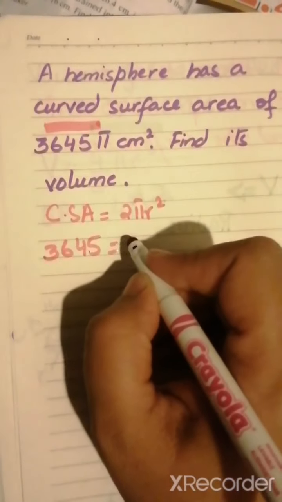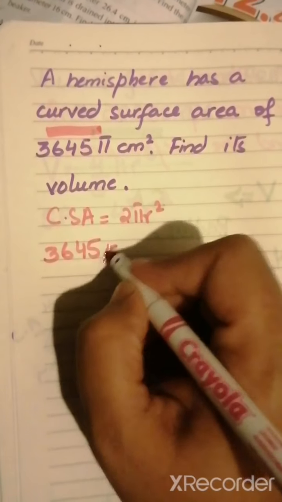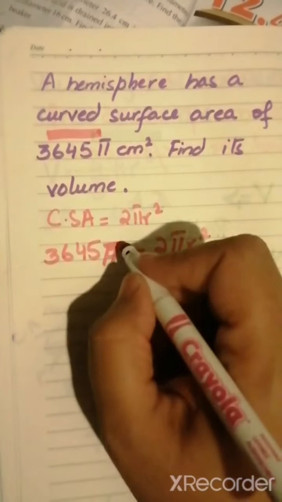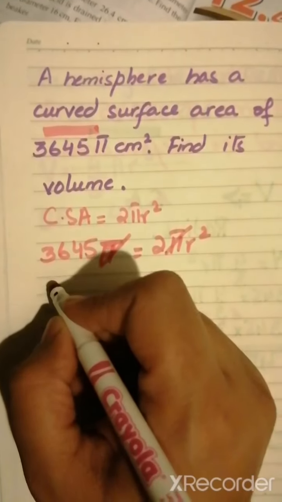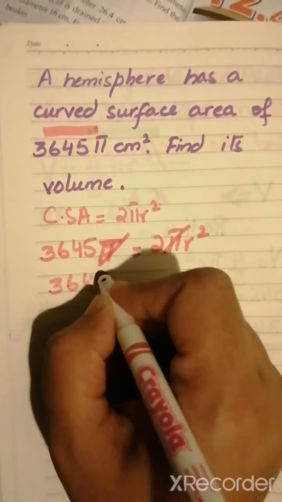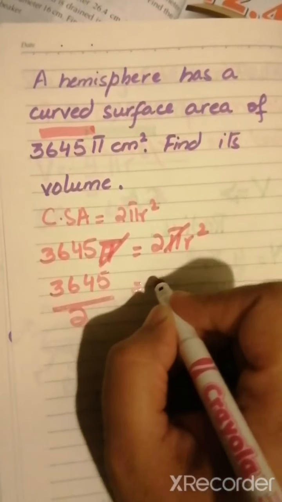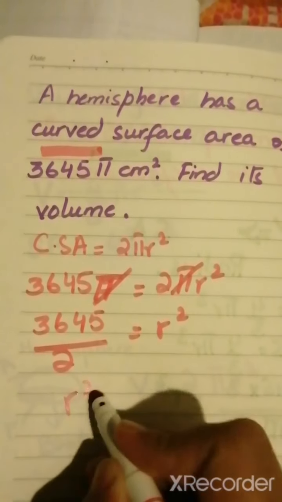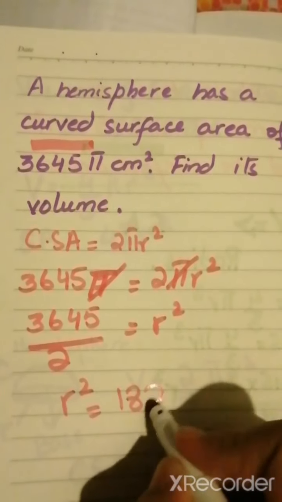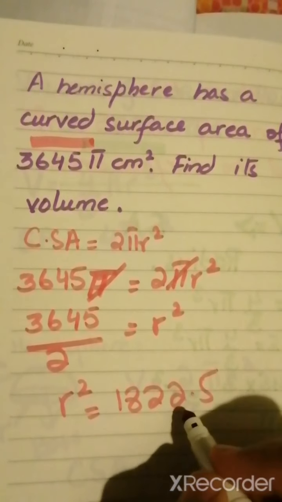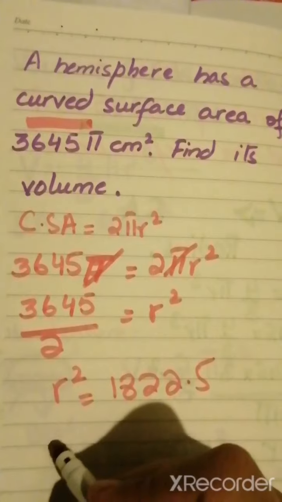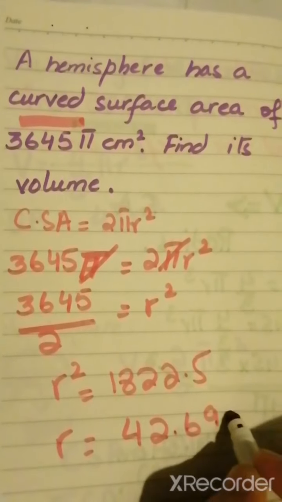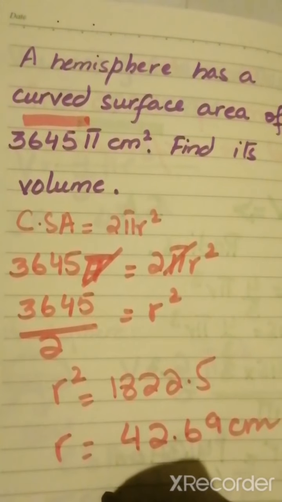3645 pi equals, I forgot the pi. Please don't forget it. 3645 pi equals 2 pi r square. Cancel the pi on both sides. You get 3645 over 2 equals r square. So r square equals 1822.5. Taking square root on both sides, you get 42.69 centimeters. So now you have the radius.